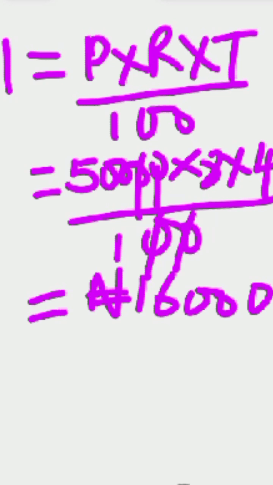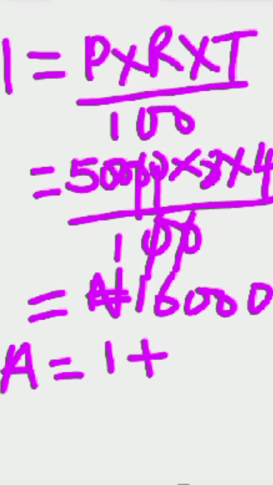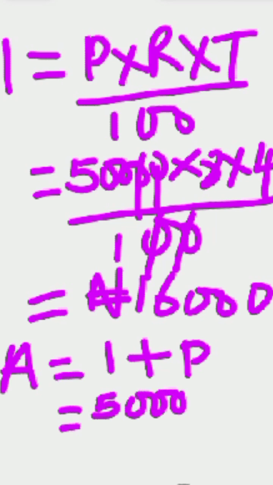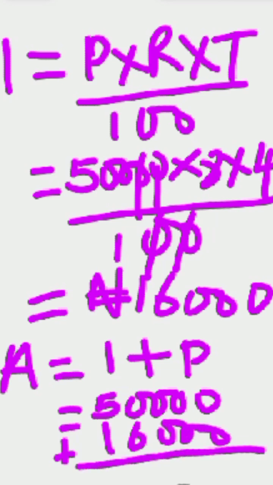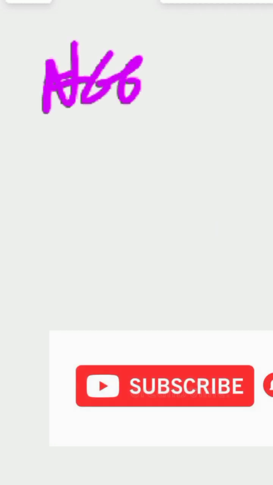So for you to get the amount, amount means interest plus principal. So add the interest, 16,000, to 50,000, which is our principal. 50,000 plus 16,000. Please solve it and tell me the answer. So what did you get? Our answer is 66,000 naira. Very simple.